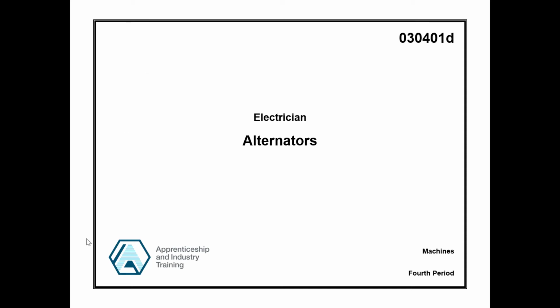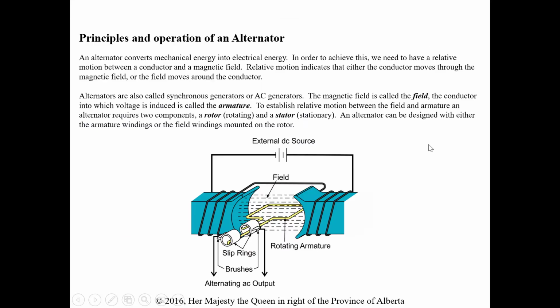Okay, so I'm going to go through alternators here. This is our next module in machines. We finished DC, now we're on to AC machines. There are some similarities between the two, so we'll at least hit on those so that we can relate back to what we've already talked about, and then show the differences as well.